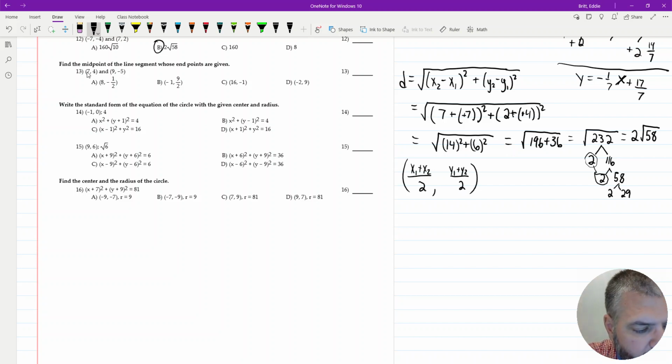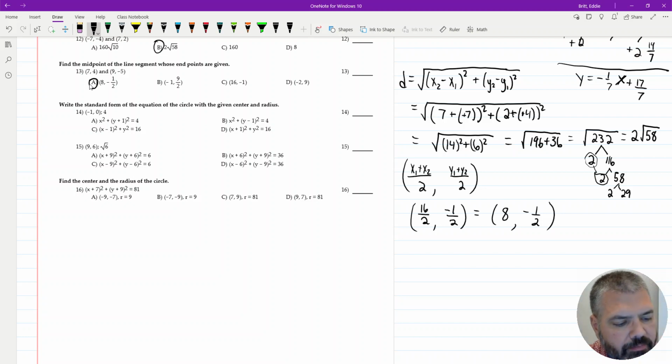So let's look at our points. We have (7, 4) and (9, -5). So let's add the 2 x's together. 7 plus 9 is 16, divided by 2. And then 4 plus -5 is -1, divided by 2. You can simplify that a little bit because 16 divided by 2 is 8, and the other coordinate is just -1/2. So (8, -1/2) is your midpoint.